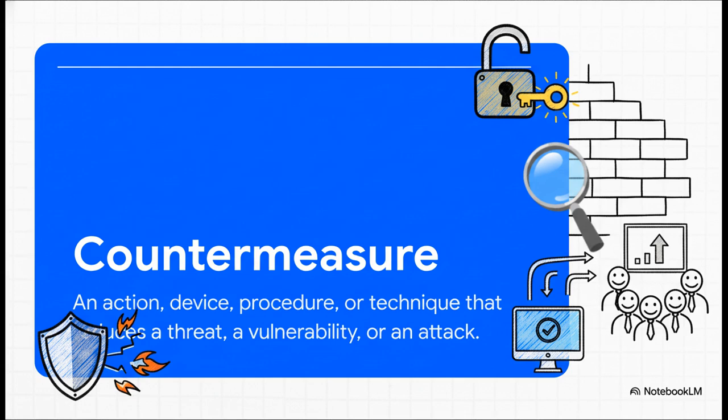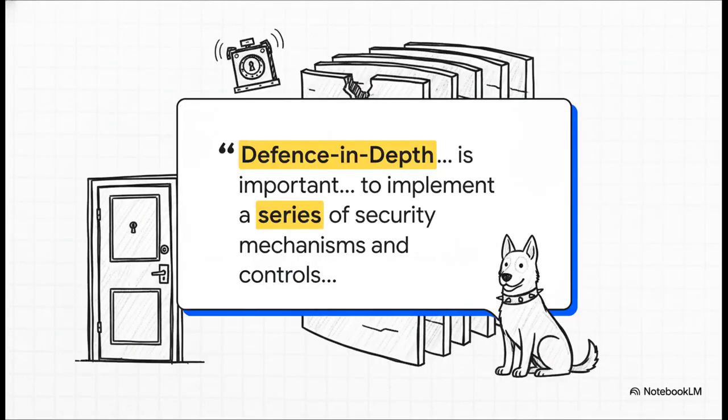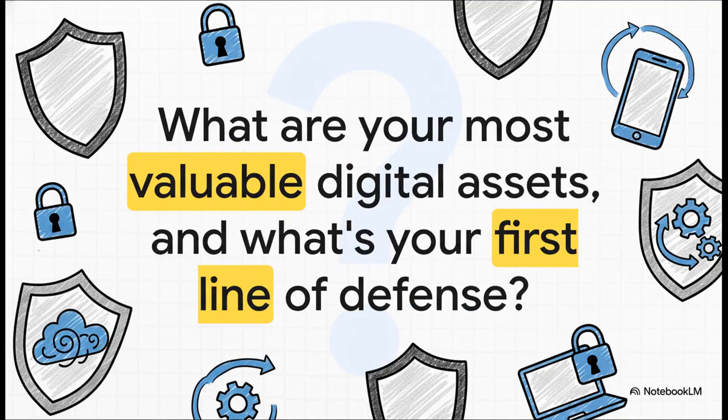It could be your antivirus software, a firewall, a better password policy, or even just training people to not click on suspicious links. And one of the most powerful defensive strategies out there is something called defense in depth. The idea is simple, but it's genius. Security shouldn't be a single wall that can be broken down. It should be a series of layers. If one layer fails, another one is right there behind it to stop the attack. You don't just lock your front door. You have locks, an alarm system, and maybe even a guard dog. That's defense in depth.